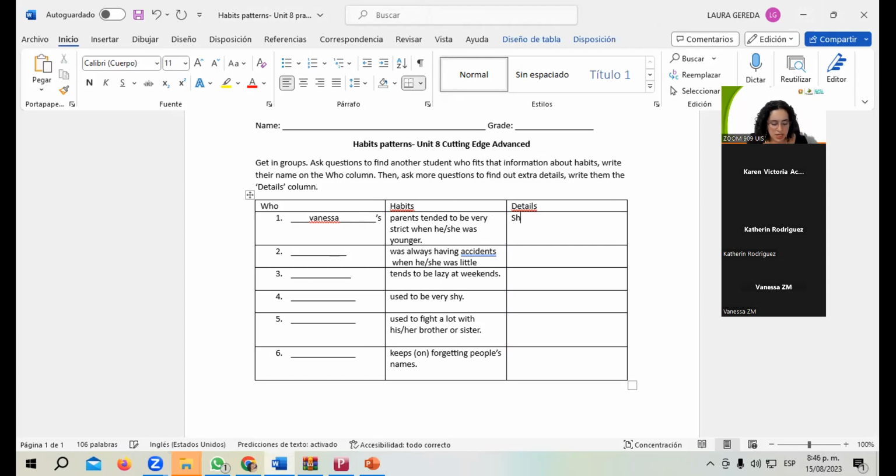So she can say, her parents didn't let her sleep in other houses, from her friends, for example. So this explains that they tended to be very strict when she was a child, when she was younger, okay? So first you find a classmate that the situation applies to, okay? And then you write extra information for that student, okay?